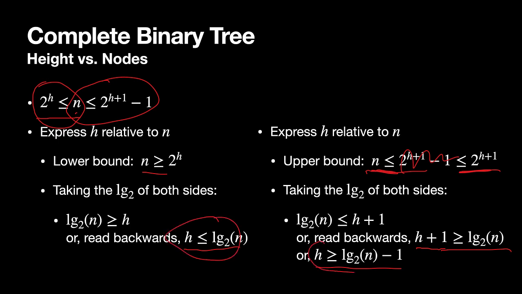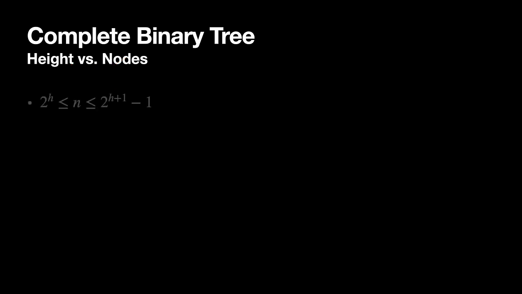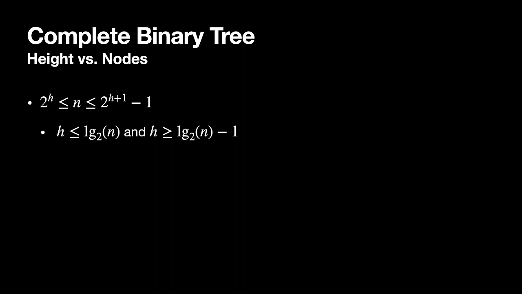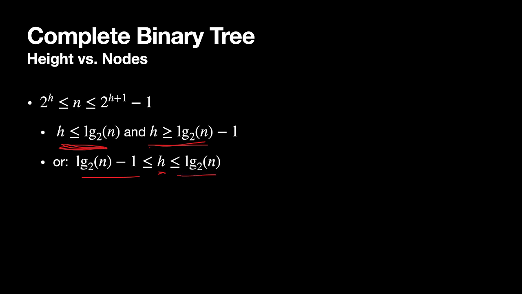Now we've got these two different parts that we've developed from the two different pieces of our original inequality relating n to h. Let's combine those two parts together. Again, part 1 and part 2, we'll just join them together and put h in the middle. So we know that h is greater than or equal to the log base 2 of n minus 1, and we know that h is less than or equal to the log base 2 of n. At the end of the day, what this really means is that we can say that h is big theta of log base 2 of n.